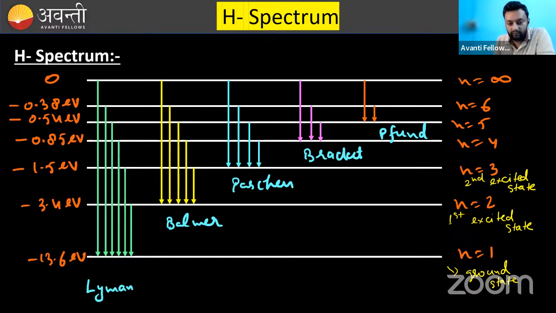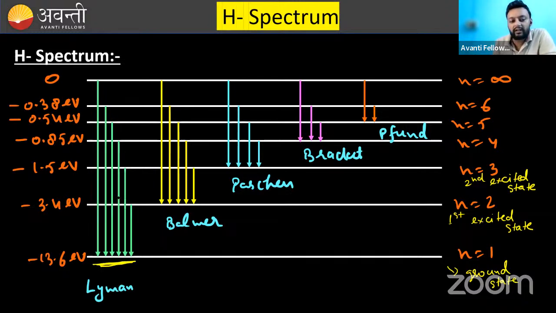Now listen to me very carefully. Whenever the electrons return to the ground state, all these electrons you can see they are returning to the ground state from infinity to ground state, from n equals to 6 to ground state. So every electron is returning to the ground state.